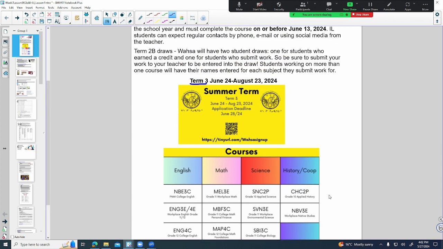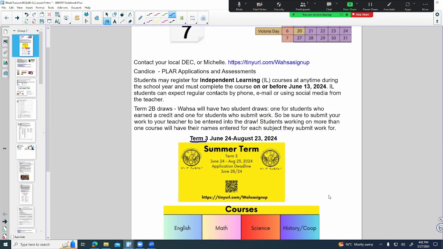If you want to apply, you can apply with your local DEC, or you can contact Michelle. You could also use our online application form. Any PLAR students or future PLAR students, or PLAR students that would like to reapply, you can contact Candace for that. We will also have the term 2B draws at the end of the term.